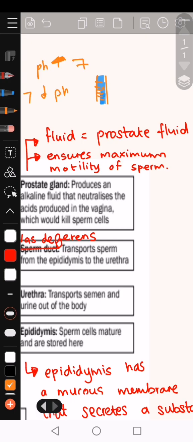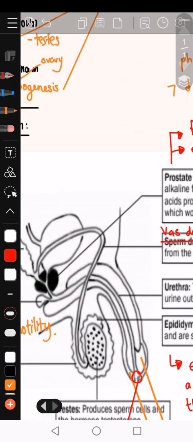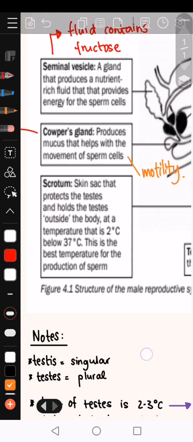It ensures maximum motility of the sperm, because if it doesn't neutralize, the sperm will essentially burn or disintegrate because of the acidic level. And that is why the prostate gland is important. So let us remember our seminal vesicles, Cowper's gland and our prostate gland. Right, and now we move on to other important parts like our scrotum.